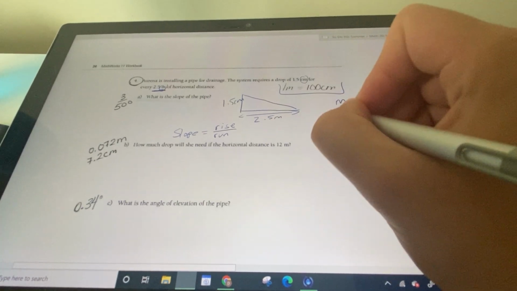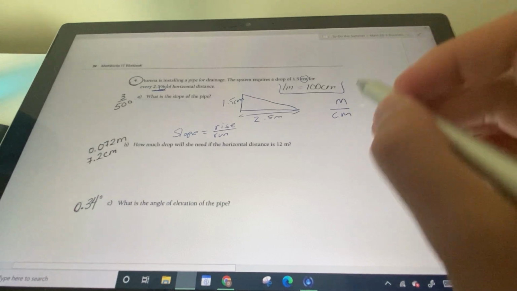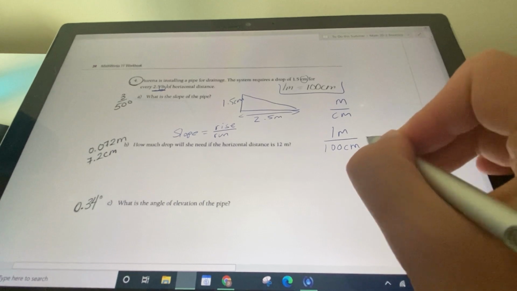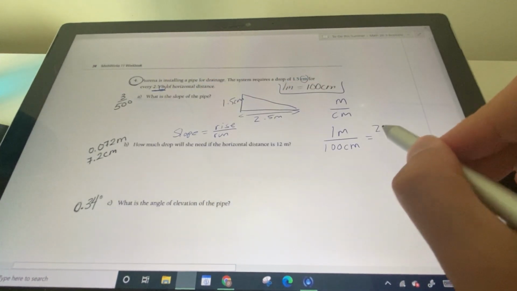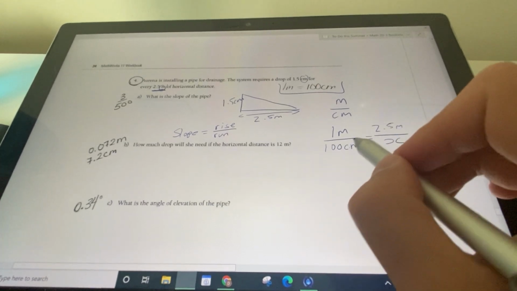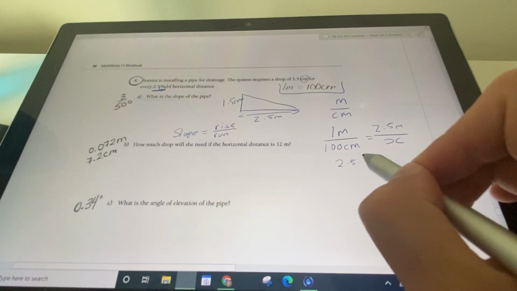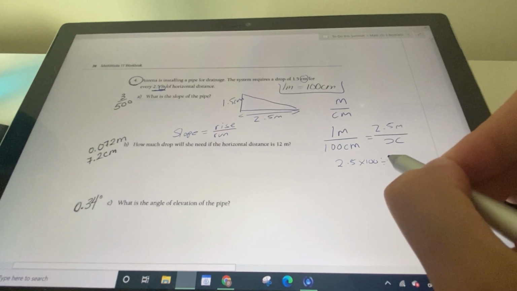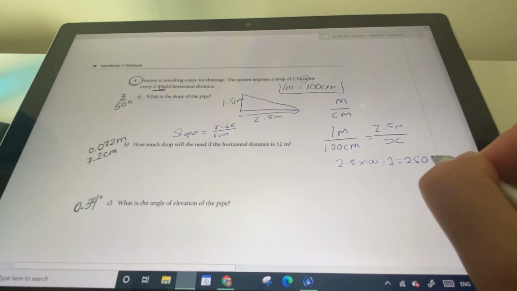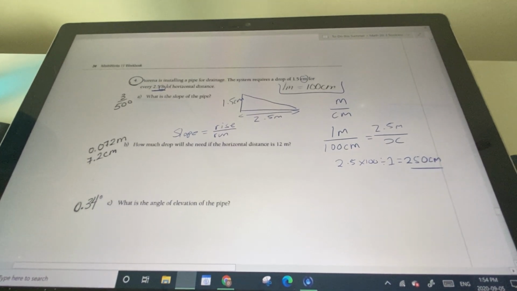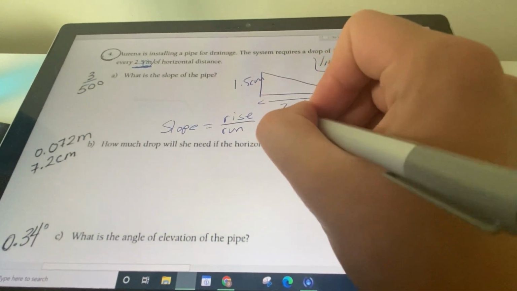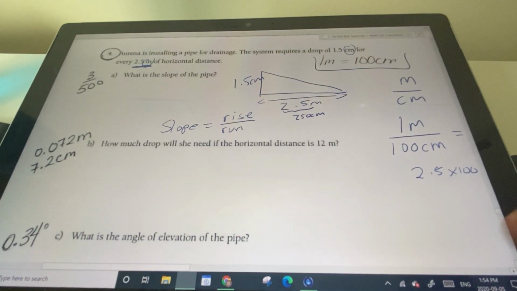I'm going to put meters on the top, centimeters on the bottom to solve for this. So 1 meter is 100 centimeters. I'm converting 2.5 meters into centimeters. So this will be 2.5 times 100 divided by 1. And that gives me 250 centimeters. Okay. So now I can plug this into my calculation. This is 250 centimeters.